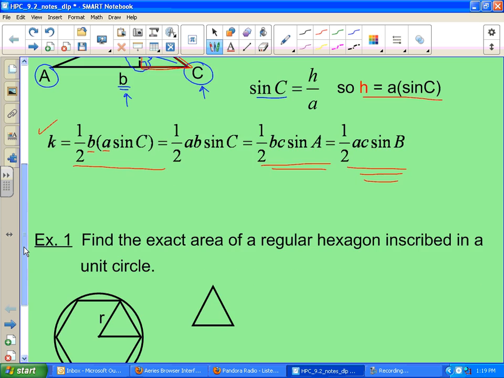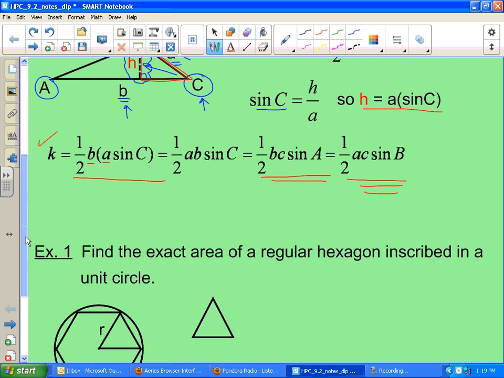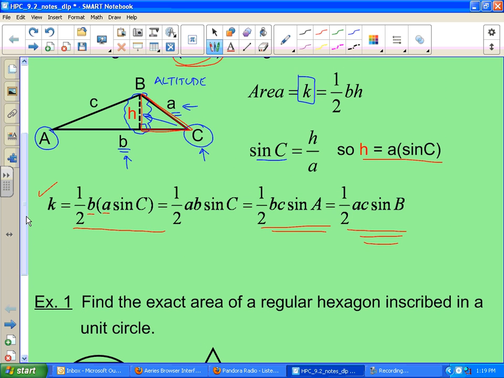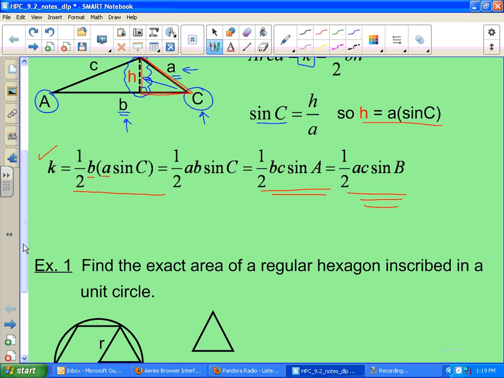Now we're getting a little preview of things to come. We're going to talk about two laws coming up in the next couple of days. One of them is called the law of sines, the other one is called the law of cosines. What the laws of sine and cosine are for is if I don't have a right triangle, how do I find missing parts of a triangle that's not a right triangle? That's the law of sines, and the law of cosines.